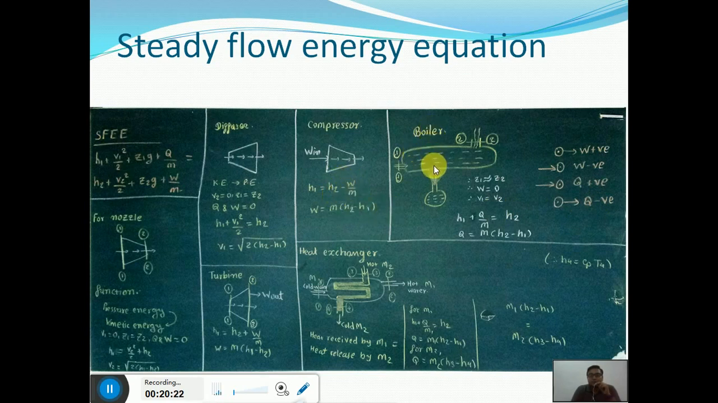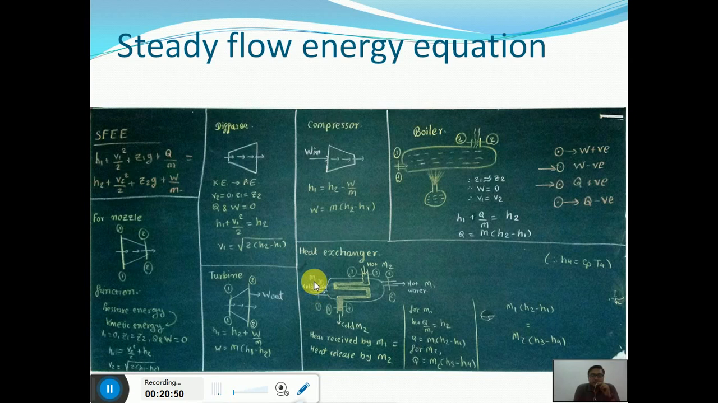In case of boiler, the heat will be plus because the burner is adding heat into the boiler. So that's why I'm taking H1 plus Q divided by m is equal to H2. All other things are neglected. V1 is equal to V2, Z1 is equal to Z2, and W is equal to 0 because the boiler is not a work producing device.